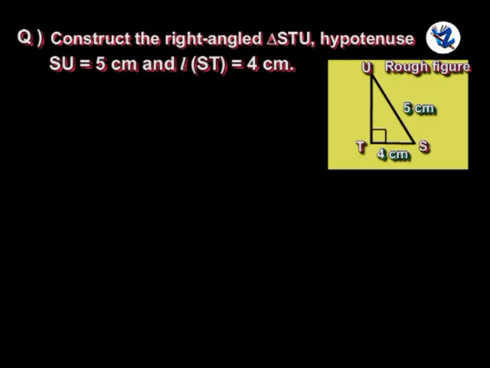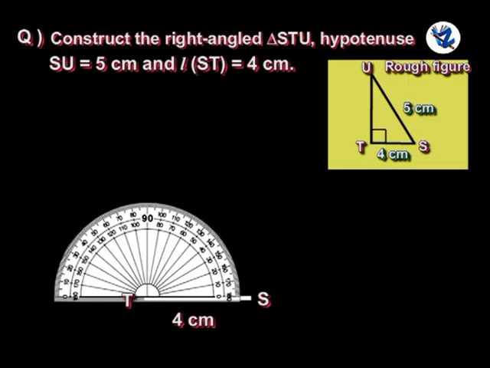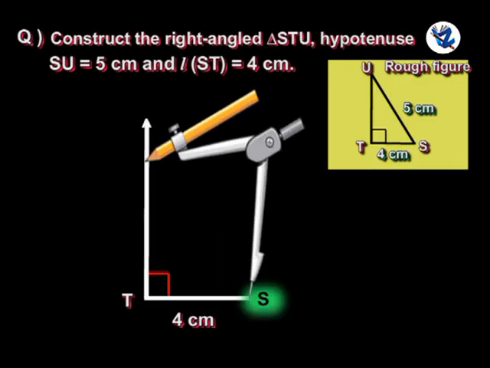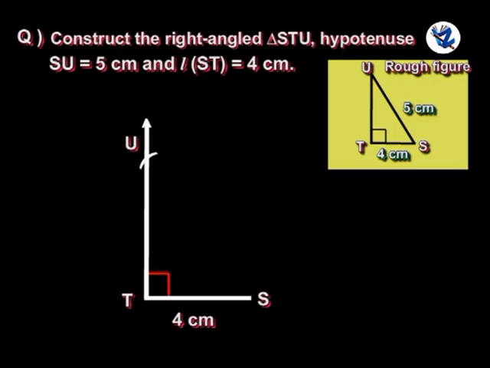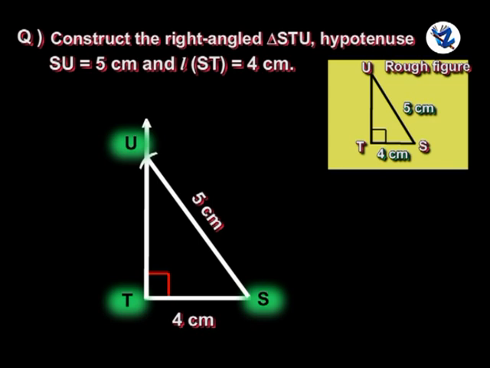Now the steps. Draw the segment ST of 4 cm. At T, draw a ray making an angle of 90 degrees. Keep the compass at S and take a distance of 5 cm. Draw a ray at S. The point of intersection of the rays is U. This is the required triangle UTS.